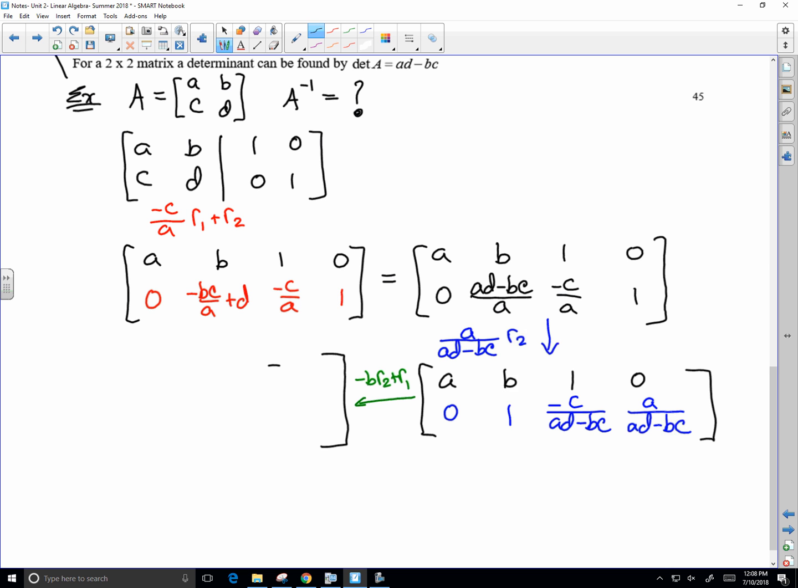So negative AB over AD minus BC. The next one is not as nice because I have to multiply the negative C by negative B, so that'll be a BC over this denominator, but then I have to add it to the 1. That's the part that's not as nice, but it'll clean up. So I'm going to have 1 plus BC over AD minus BC. Then we'll have the 0 that we intended to get when we multiply by negative B, and the A. Bottom row remains as is.